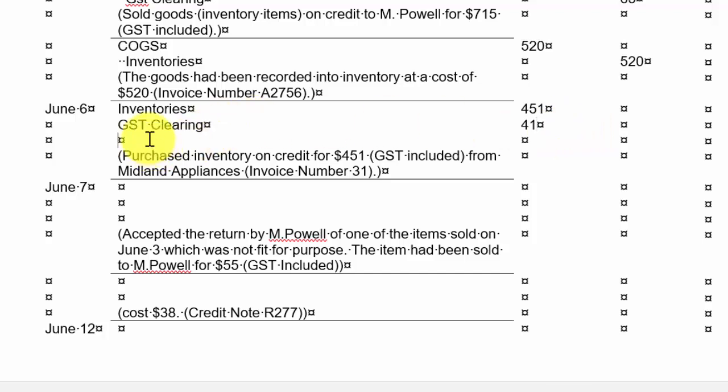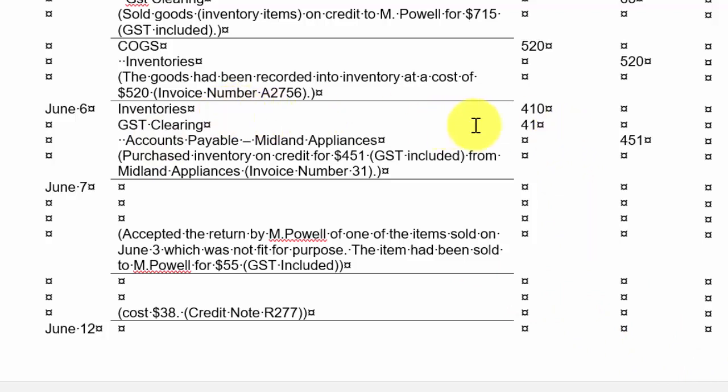You can see that I've made a mistake because the inventories should be 10 elevenths of that. That's a remainder. And we purchase this on credit, so it's accounts payable for 451. That's a total there. Right, let's just check that after I've made my little mistake. So there you have it.